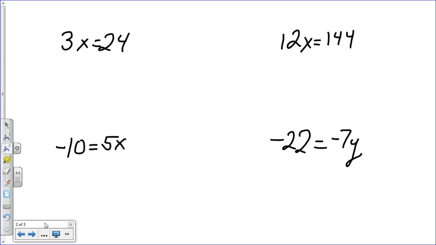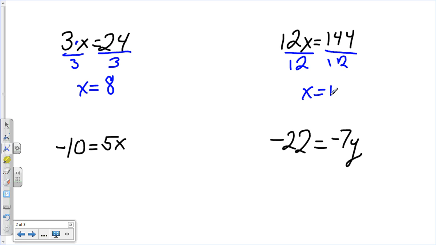So then we go over here. I'm looking at now 3 times x equals 24. This is multiplication, that's 3 times x. What's the opposite of multiplication? Division. Divide 24 by 3, we get 8. So look here. This is 12 times x, opposite of multiplication, division. So you get x equals 12.